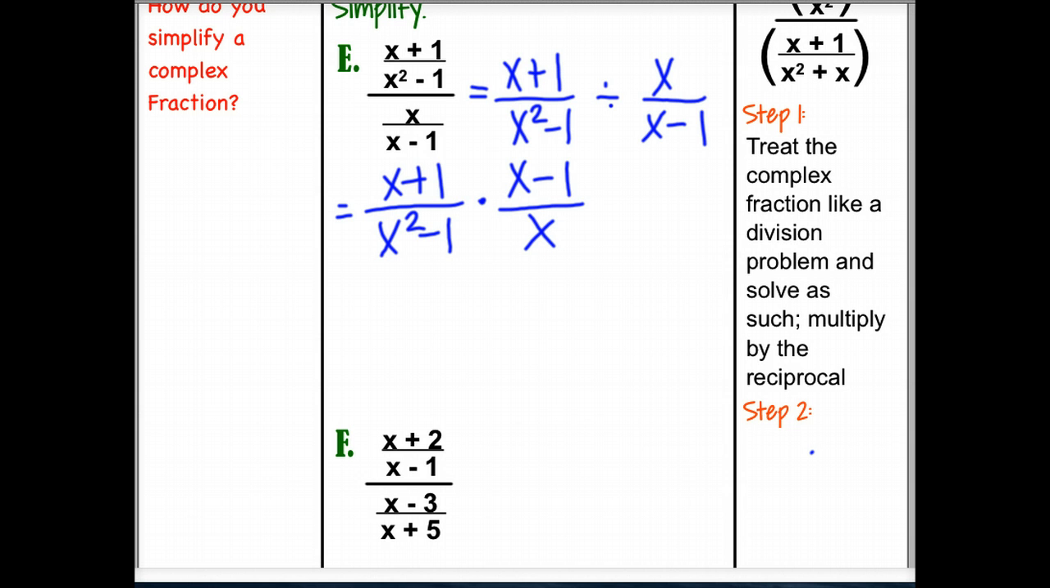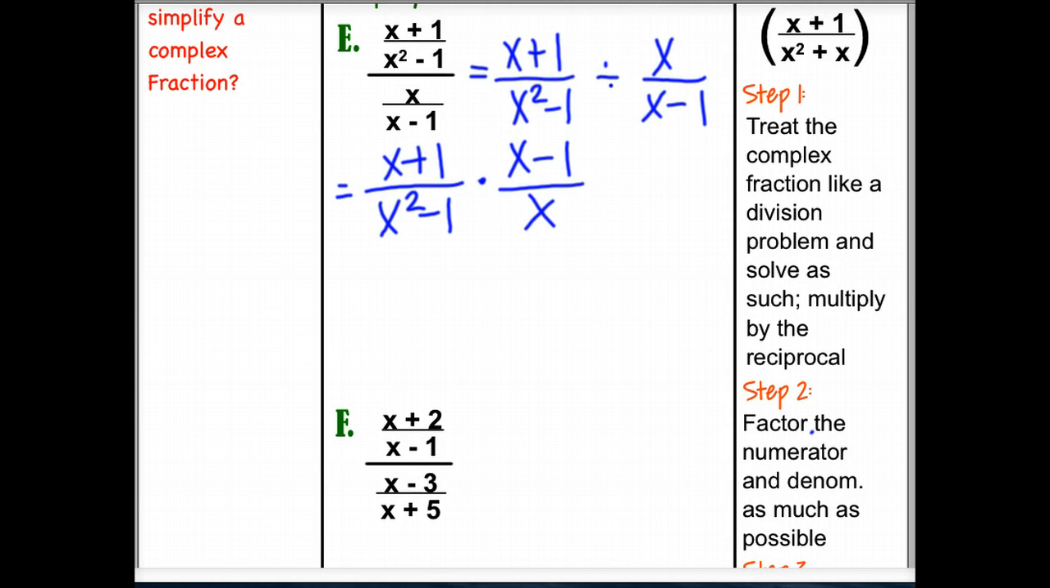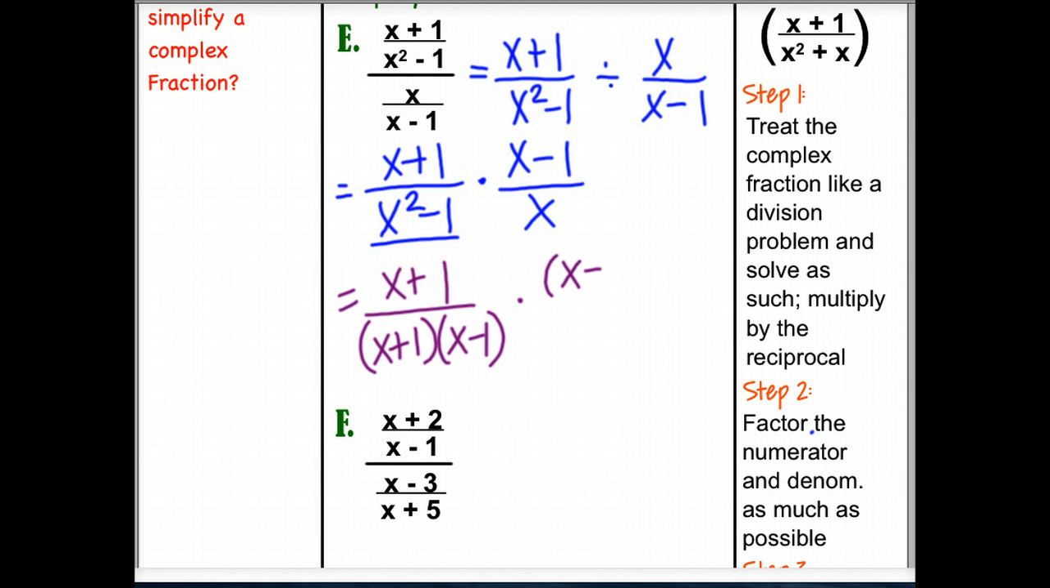My second step is to factor the numerator and denominator as much as possible. I see that my x plus 1, my x minus 1, and my x are already factored. But x squared minus 1 can be factored more. It is a difference of squares, so I have x plus 1 times x minus 1 on the bottom, times x minus 1 on top, and x. I like to put parentheses around them to keep things separate.